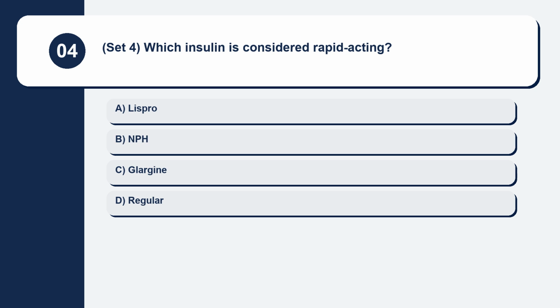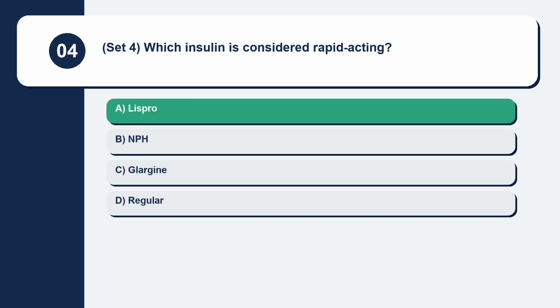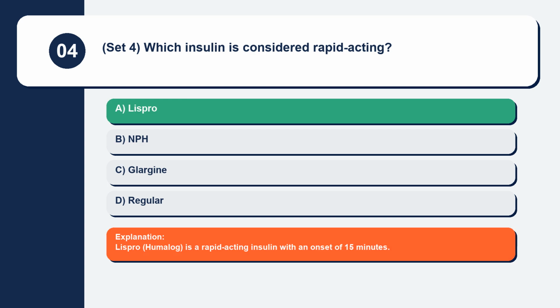Question 4. Set 4. Which insulin is considered rapid-acting? Lispro, NPH, Glargine, regular. Lispro, Humalog, is a rapid-acting insulin with an onset of 15 minutes.